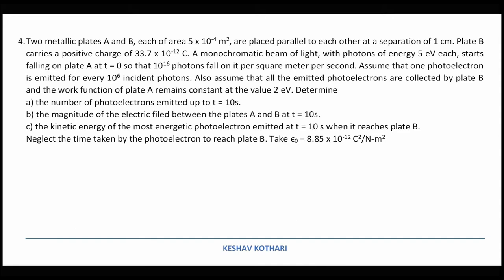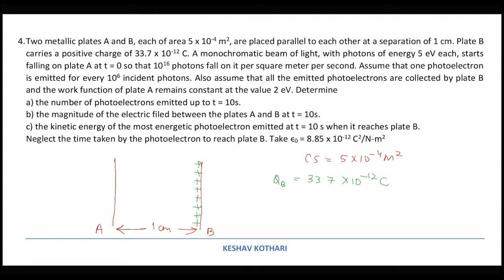So the first thing which we are saying is that the two plates A and B are facing each other something like this. So this one is plate A and this one is plate B. The area of each plate, that is the cross sectional area, is equal to 5 × 10^-4 meter square, and they are separated by a distance of 1 centimeter. Now plate B is having positive charge distributed over it. So the value of charge on B is equal to 33.7 × 10^-12 coulomb.